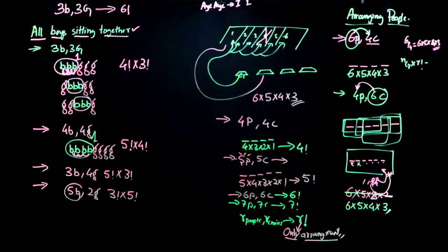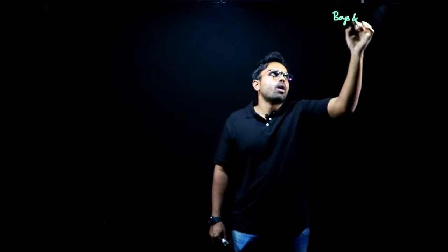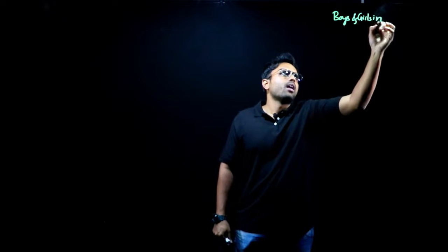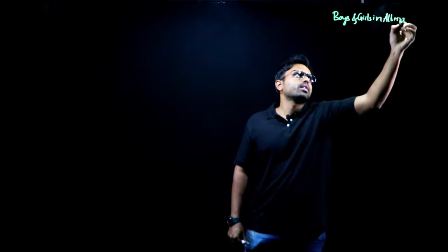Okay, where did we stop? We were done with all boys together. The next condition that we have here, listen to me carefully: boys and girls in alternate position. The question will be on alternate position. Whenever you see a question on alternate position, what are you supposed to do? How should your approach be?